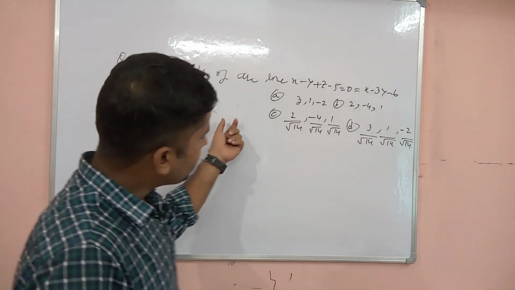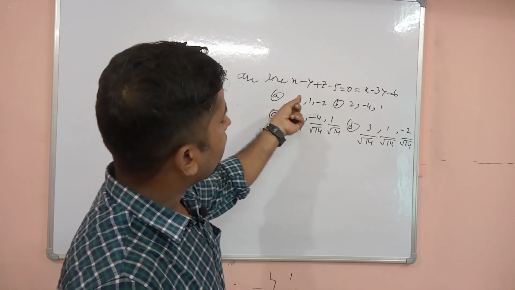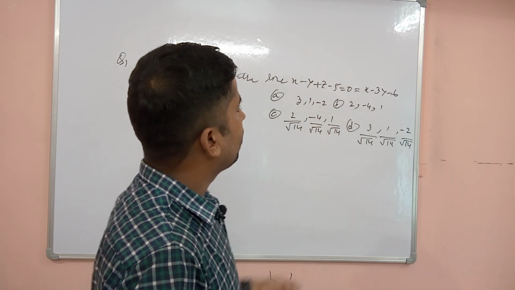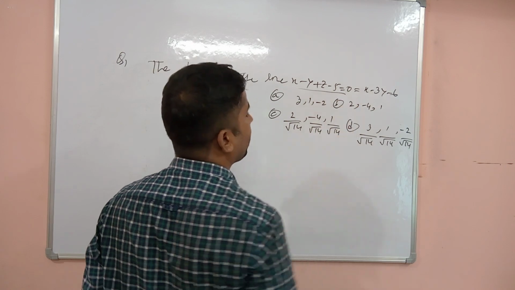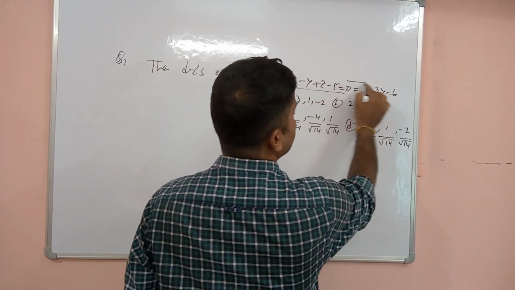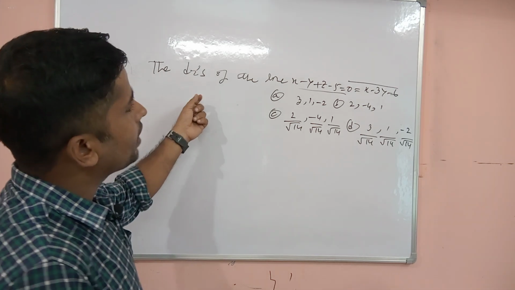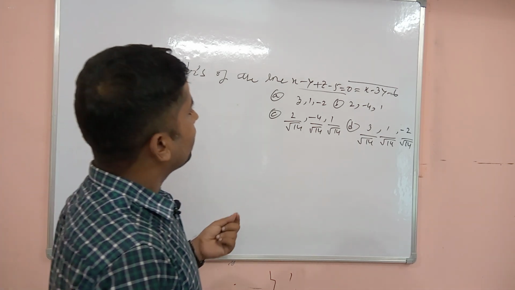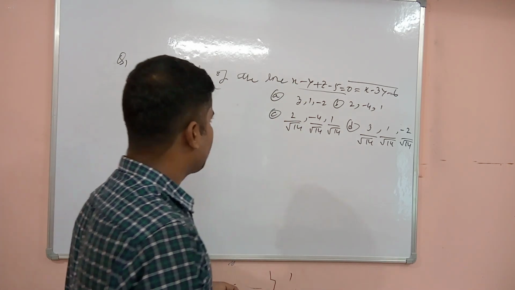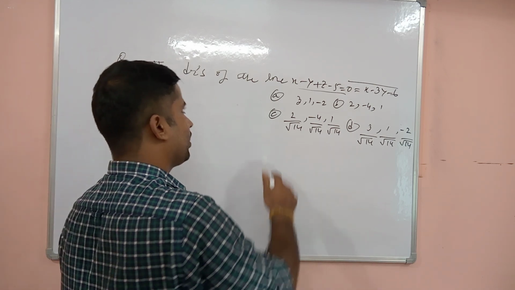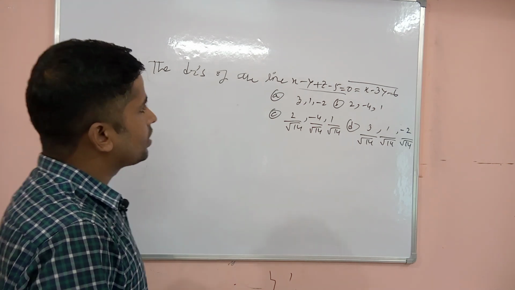If you memorize the standard form of straight lines and planes, you would be certain that this is an equation of a plane and this is also an equation of a plane, but we are asked to find the DRs of the line. So what is the significance of this given portion? It is a tricky question.